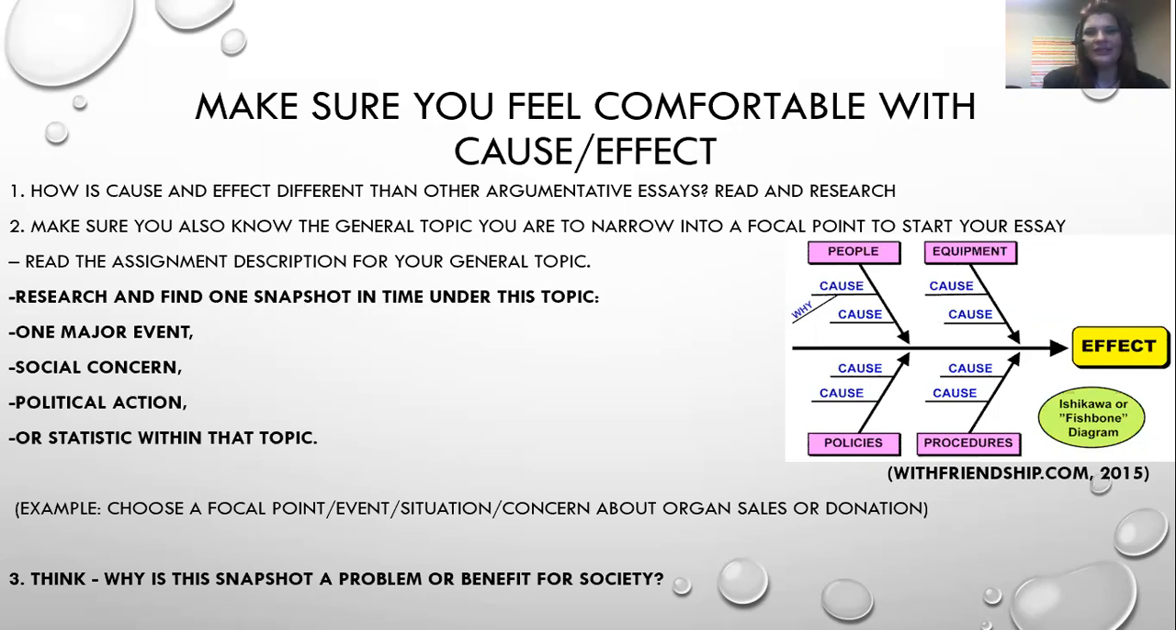One way to do this is to think about, why is this snapshot important to society? Why is it a problem or a benefit? How has it affected society or people or culture? That's one way you know that you'll be able to find enough research and ideas for cause and effect.